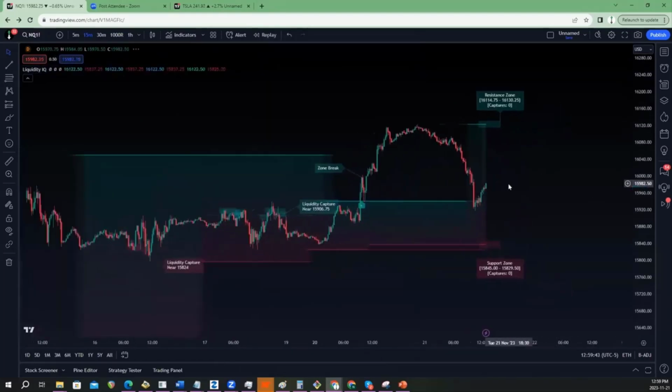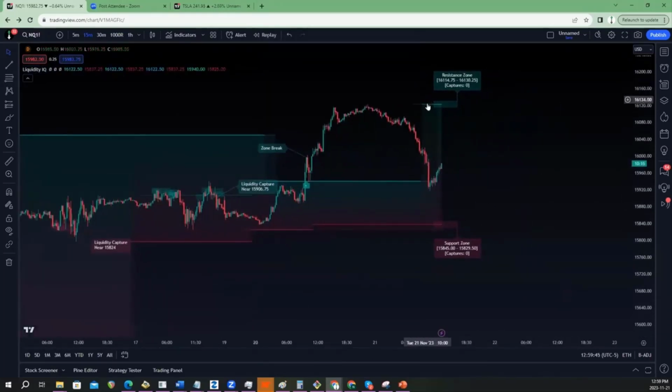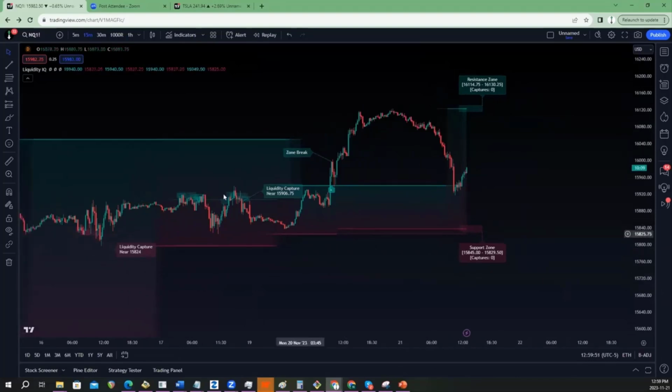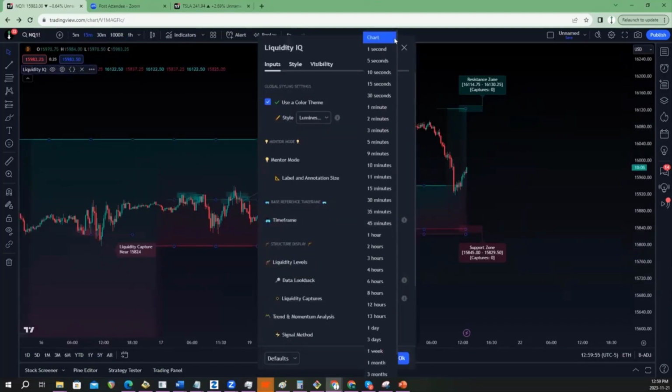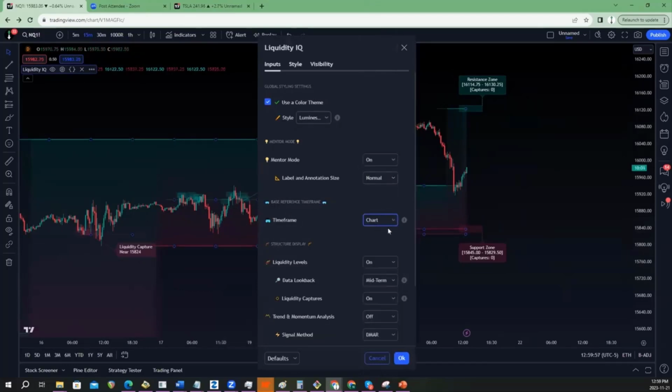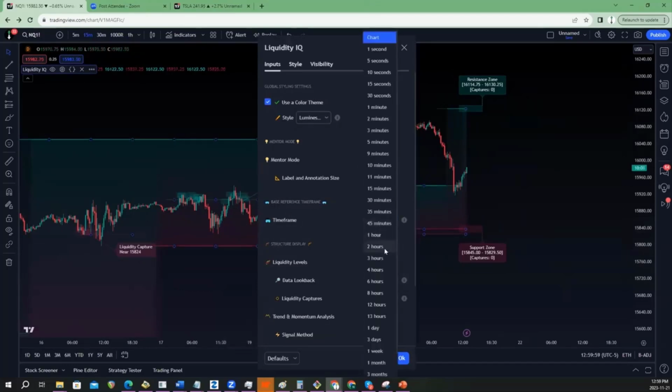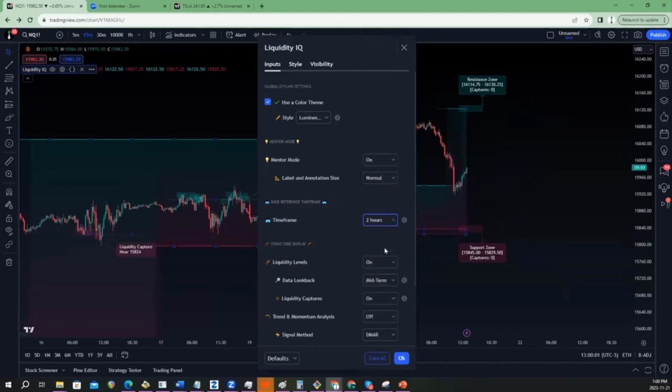But so right here, I'm being shown, hey, there's a zone up here, this resistance zone. We just rebounded off of this area, and there's a support zone down here. But this is because I have my reference time frame set to chart. I can actually be on the 15-minute chart and say, actually, I want to know about the price action and liquidity structure happening if I was on the 2-hour chart. So just because you're on the 15-minute chart doesn't mean the indicator has to be on the 15-minute chart.